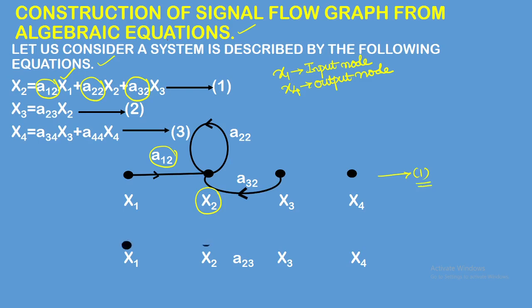Next, the second equation. Let us take all the nodes. The second equation was very simple. I have taken A23 times x2. So A23 goes from the second node to the x3 node. This is equation number 2 here.